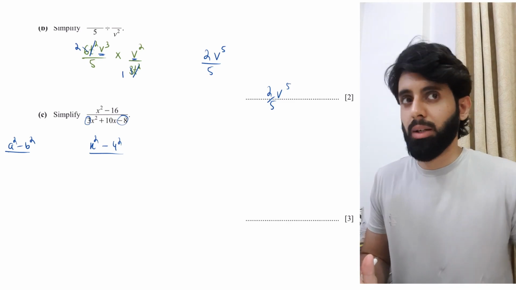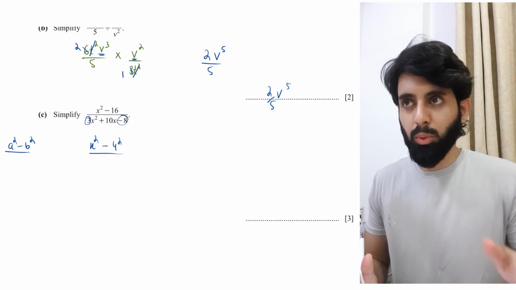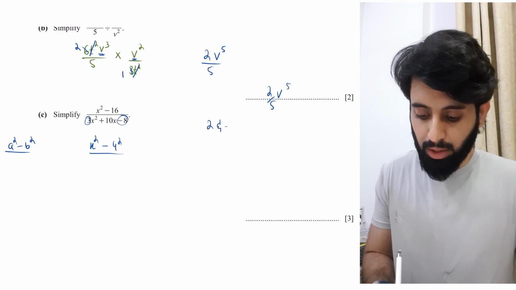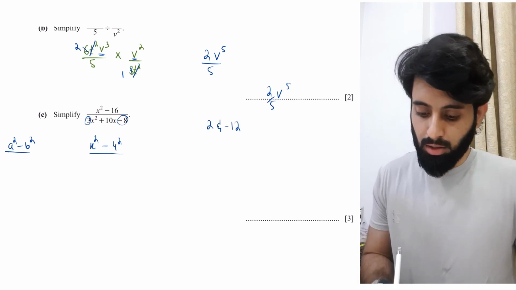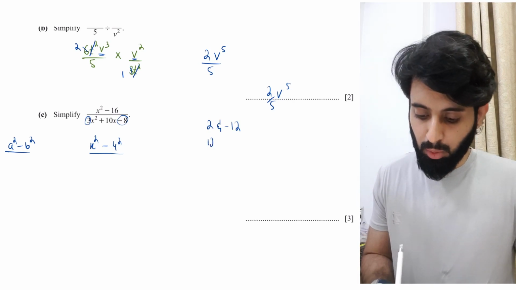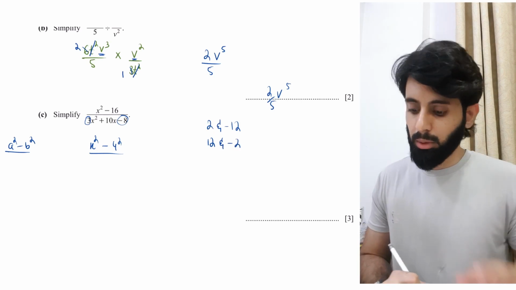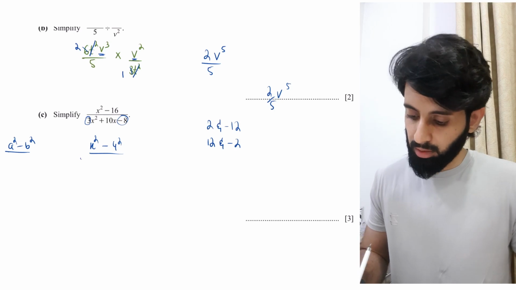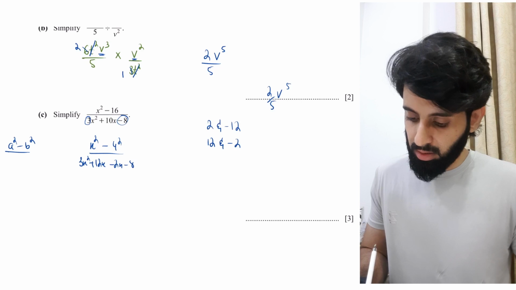So you have 1 times minus 24, 2 times minus 12. Okay, so I can manipulate 2 and minus 12 so that when they're added together I get positive 10. So instead, what I can do is 12 and minus 2. 12 plus minus 2 is equal to positive 10. So 3x squared plus 12x minus 2x minus 8.